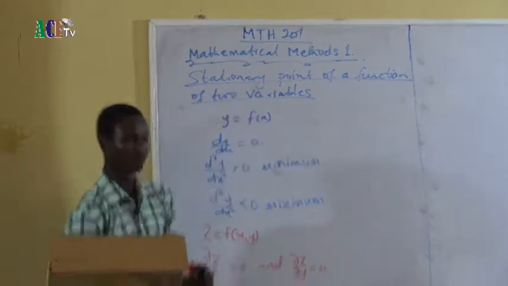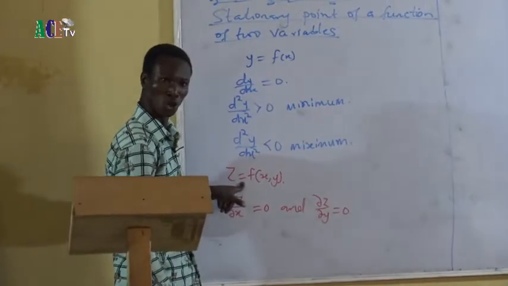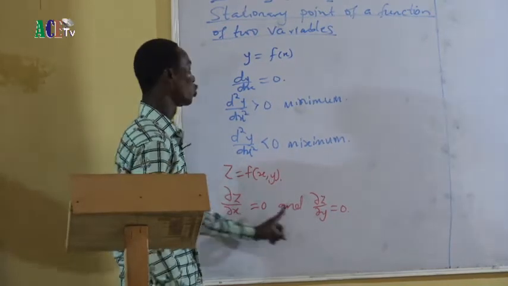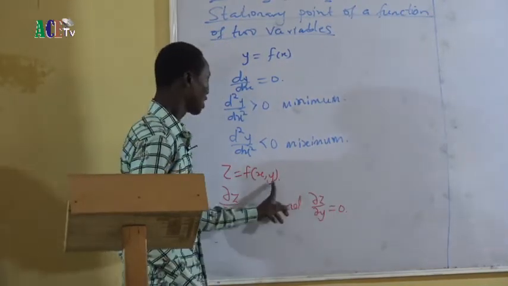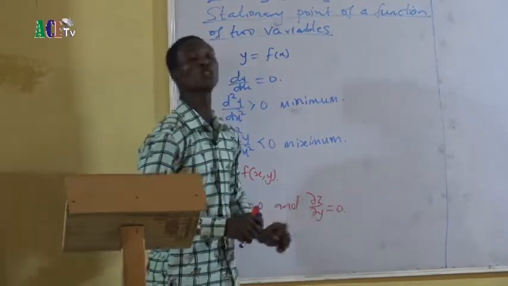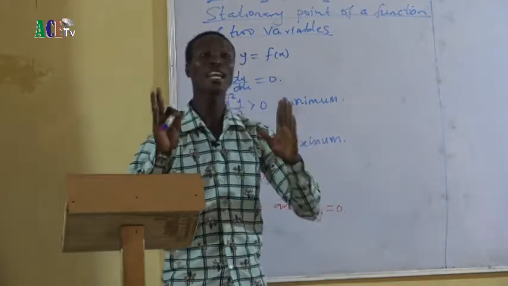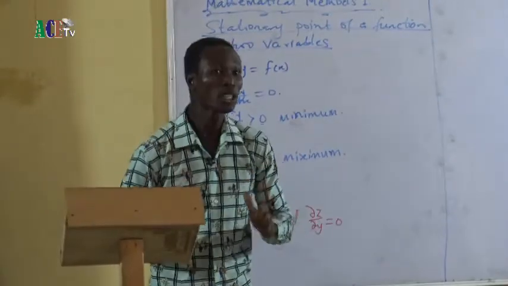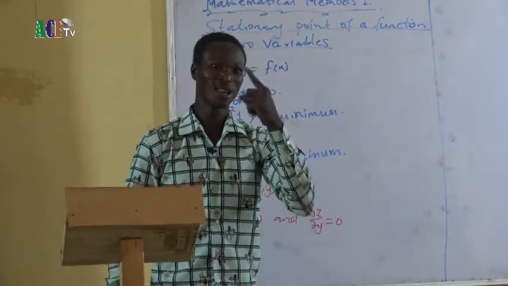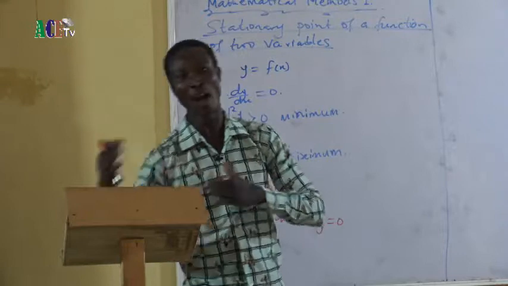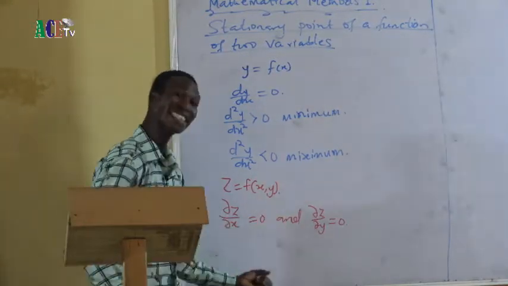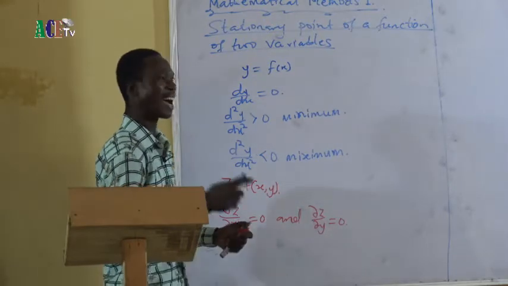What does that mean? This function that was given to you, you differentiate the function with respect to x. You equate it to 0. The same function, you differentiate it with respect to y partially. You equate it to 0. In that case, you get a simultaneous equation, two equations at once. The equations will comprise x and y variables. Then you solve the simultaneous equation to get the stationary point.